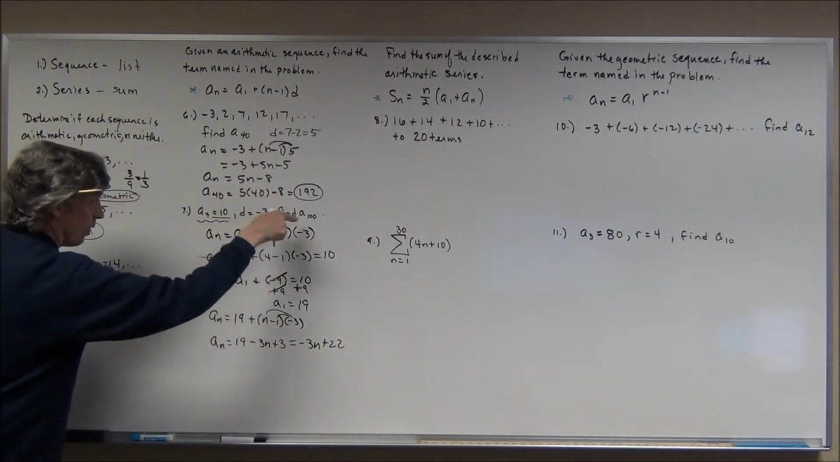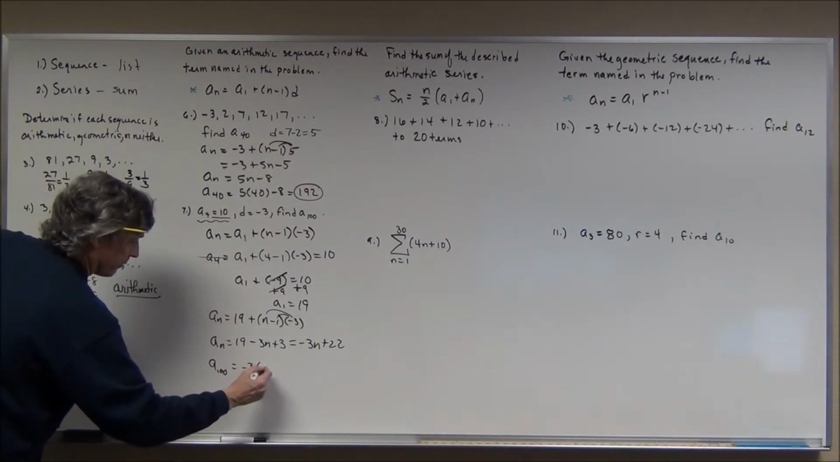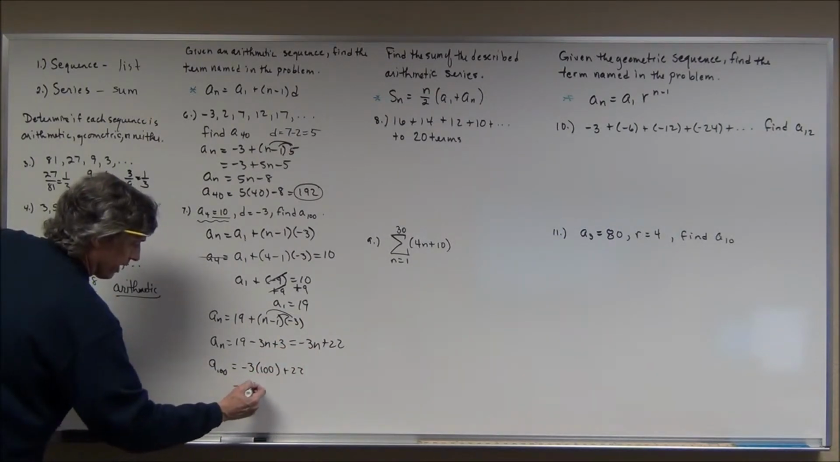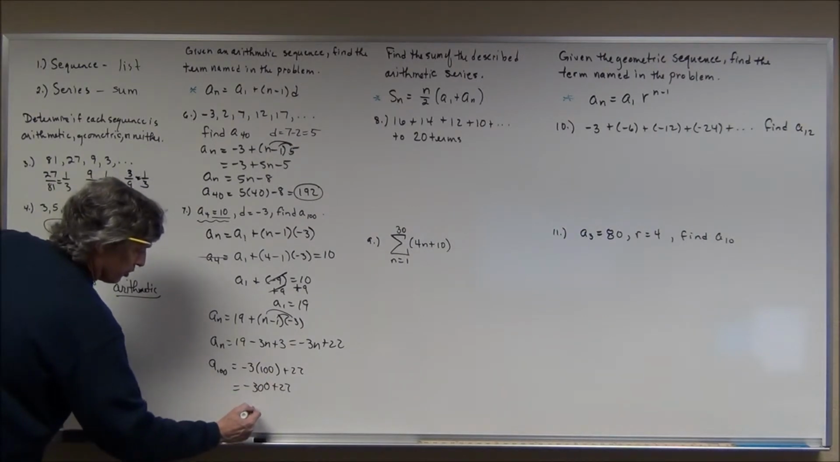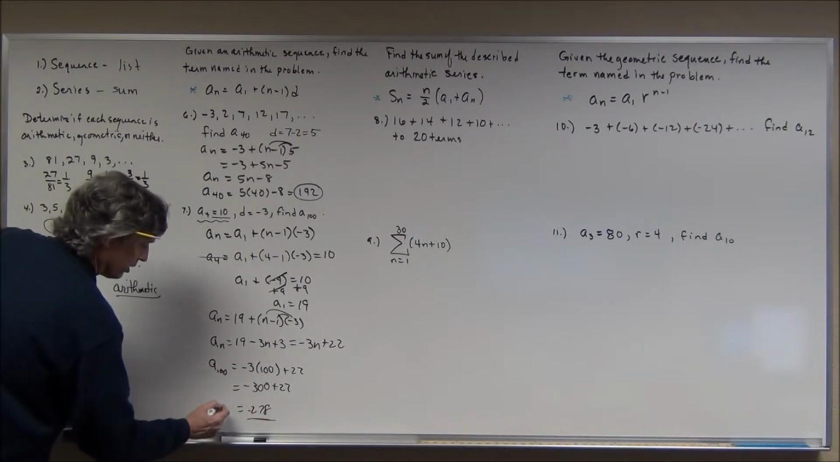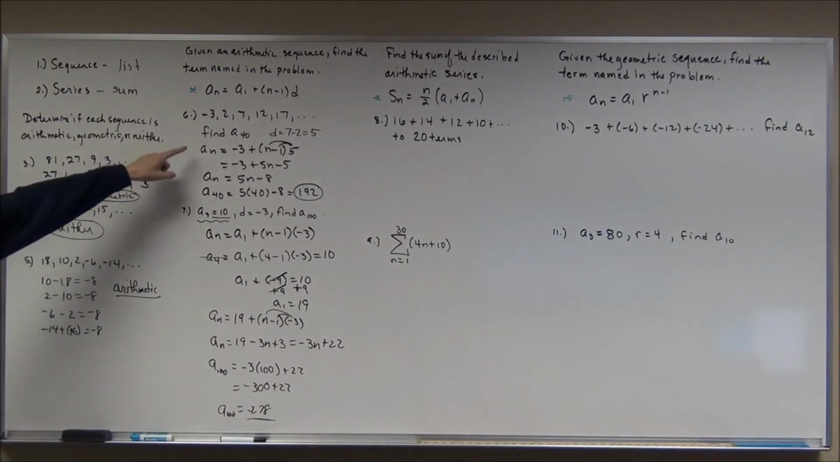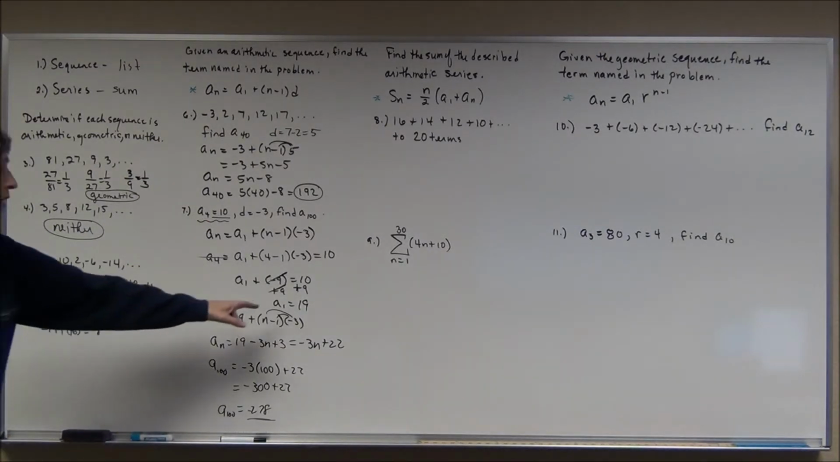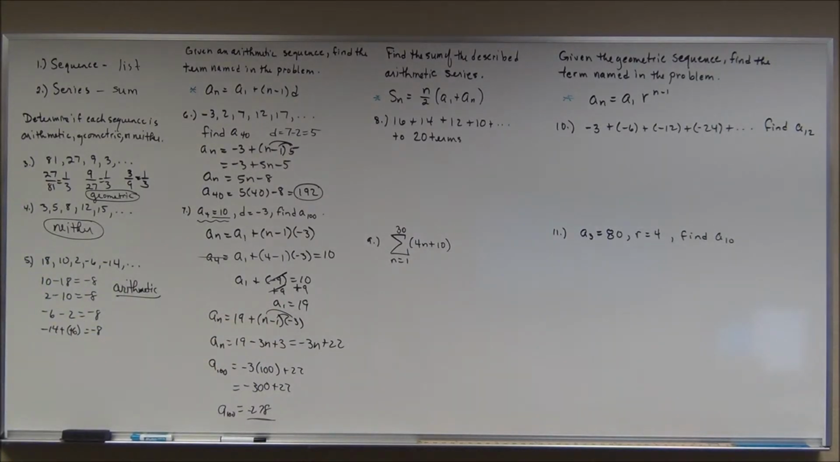So a sub 100 is equal to -3 times 100, plug 100 in, plus 22. -300 plus 22, don't forget your calculator, -278. Should be a sub 100. Okay, very similar problems, little twist right there. They didn't give you a sub 1. First you had to find it, then you have to find the value that they're looking for.